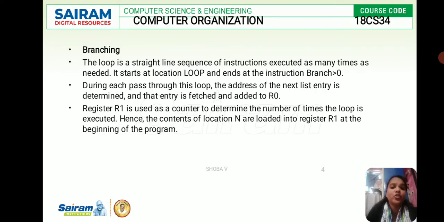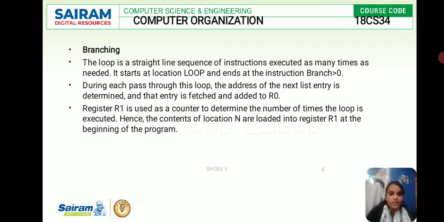Here we can see the branching now. This is program sequencing and control. In that we have a loop. The loop is a straight line sequence of instructions executed as many times as needed. If you want to retrieve things again and again, we can go for the loop operation. It starts at the location loop and ends at the instruction branch if greater than 0. There is a particular condition we can test.